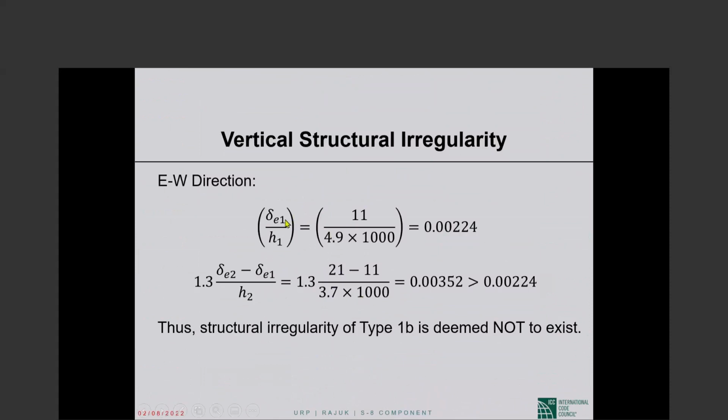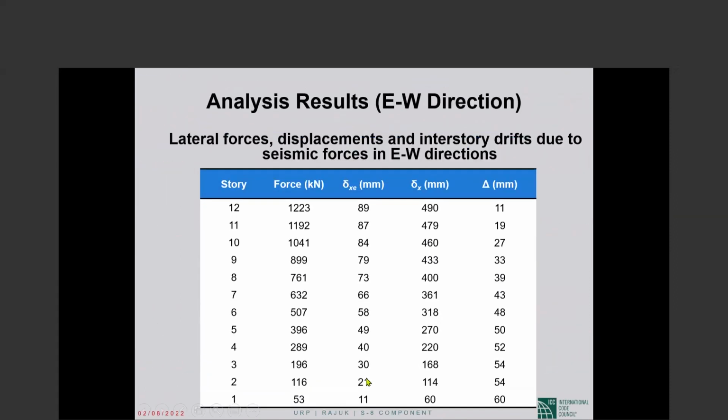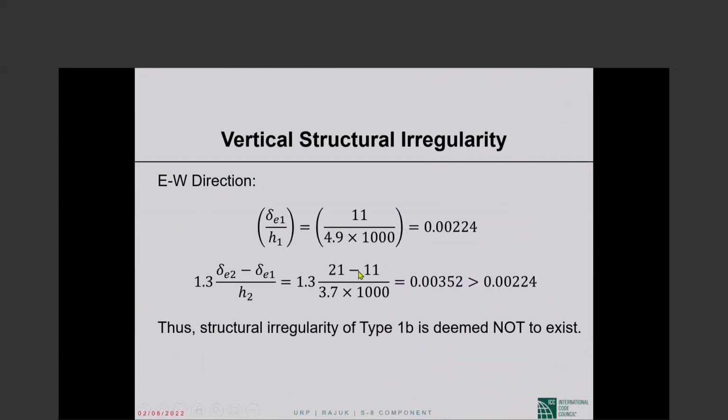Okay, so delta sub E1 is 11 divided by H1, 4.9 meters. That is 0.224, and 1.3 times delta 2 minus delta 1 by H2. This is 21 millimeters here, minus 11, divided by 3.7 meters. That gives you 0.0352. This being smaller than that, we do not have to consider type 1b irregularity. This is huge.